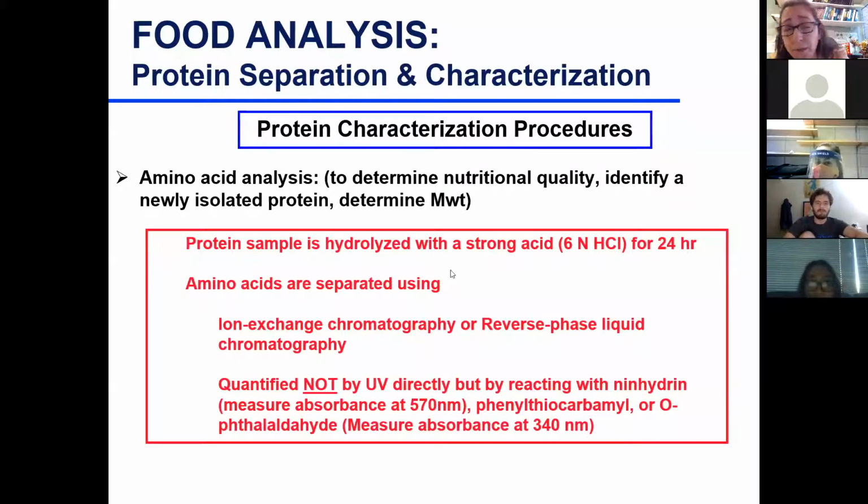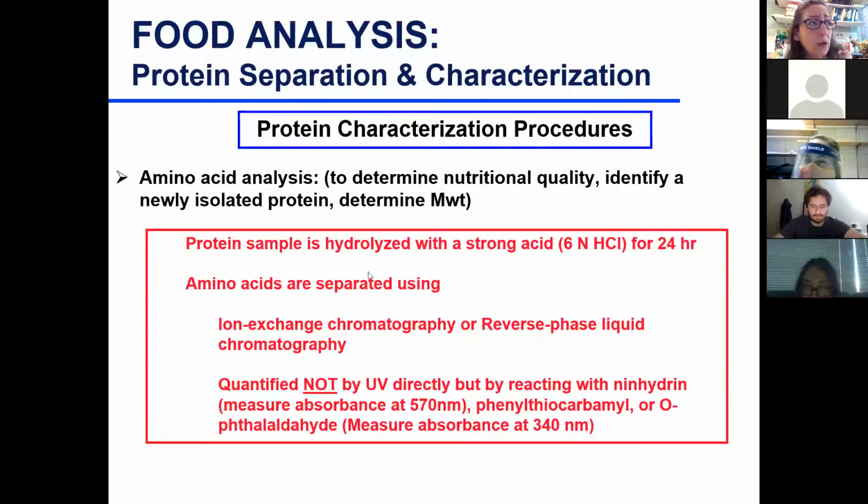So the common way of doing that is you take your protein and you hydrolyze it with a strong acid. HCl is a commonly used acid to hydrolyze the protein. And we heat it and we digest over 24 hours or sometimes longer.